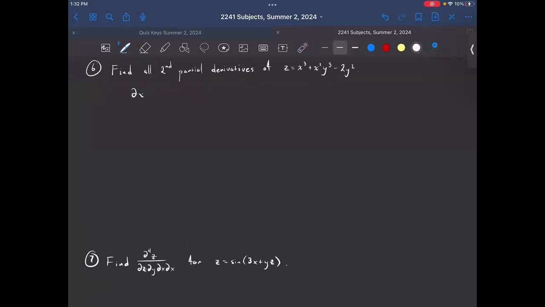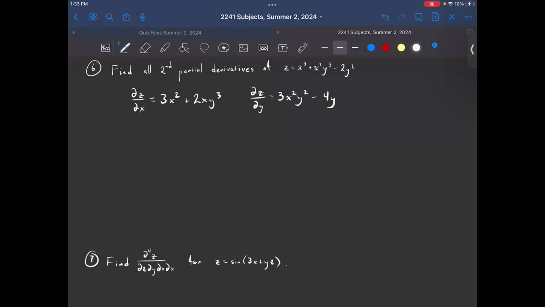So let's find our first derivatives first. dz dx, and we kind of know how to do this at this point. We've got 3x squared plus 2xy cubed, and then dz dy is 3x squared y squared minus 4y. And this is the exact same function that we started problem 1 with. But now we want to take the second partial derivatives.